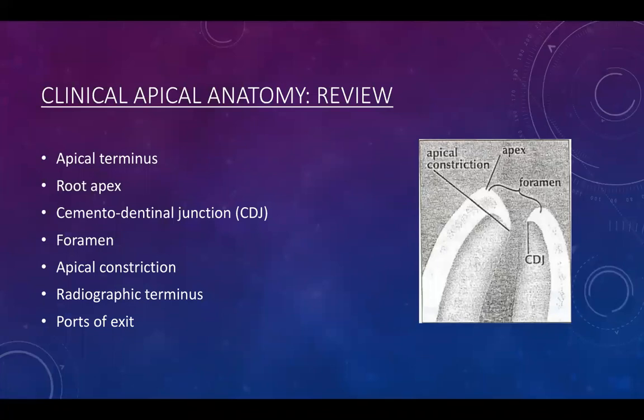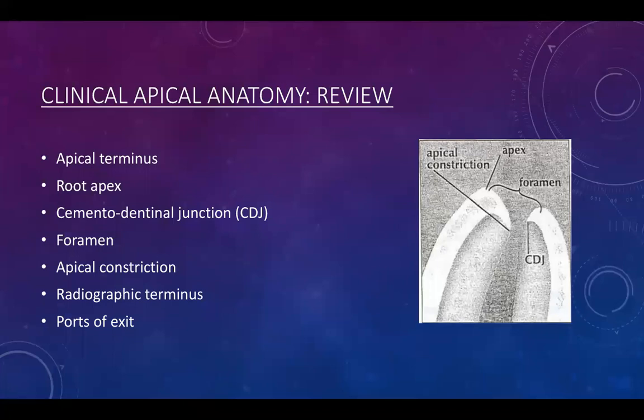The foramen is the opening of the canal, where the canal is believed to be a funnel shape and open at the foramen. Apical constriction is the narrowest aspect of the apical region. Most people clean and shape to this level, which is 0.5 to 1.5 millimeter of the radiographic apex. And the radiographic terminus is the end of the canal, which is shown on the radiograph.